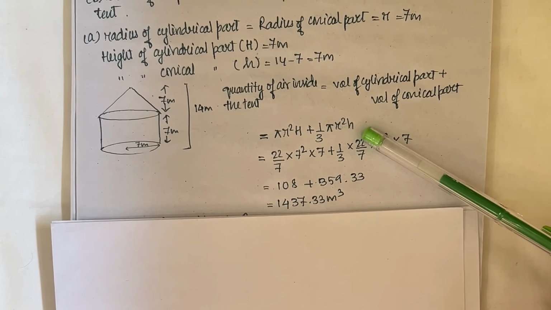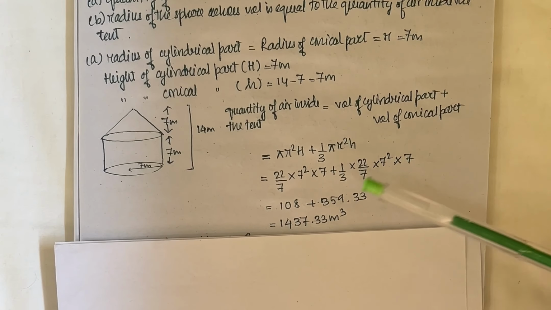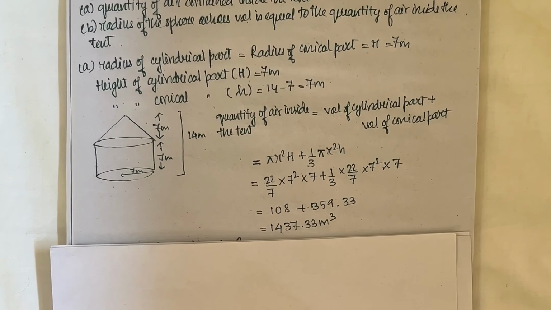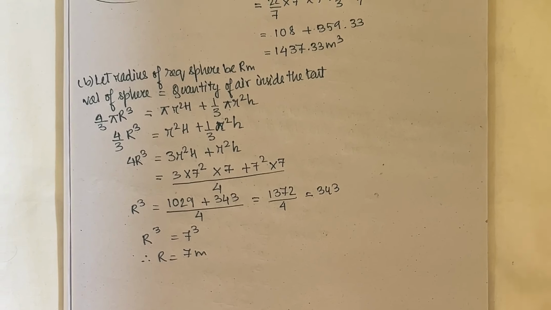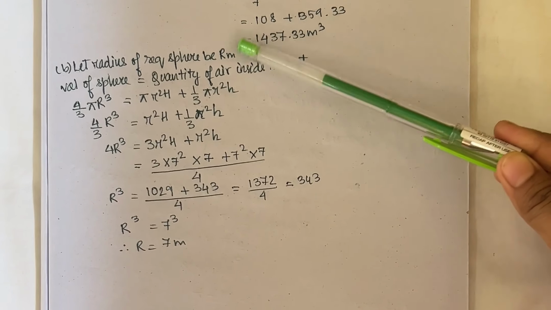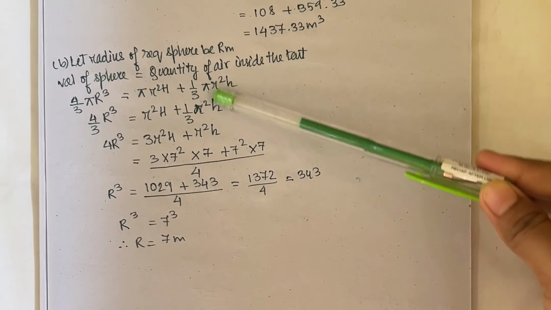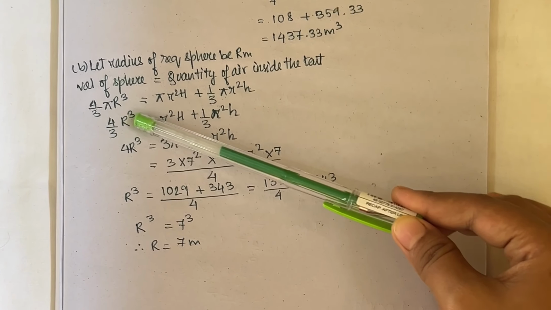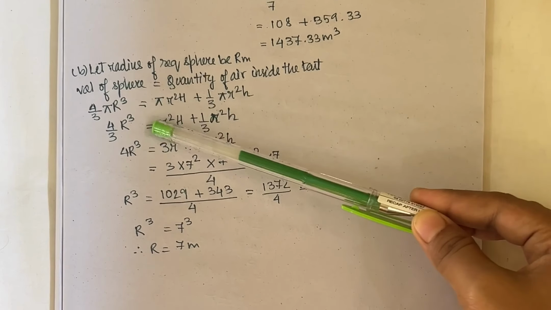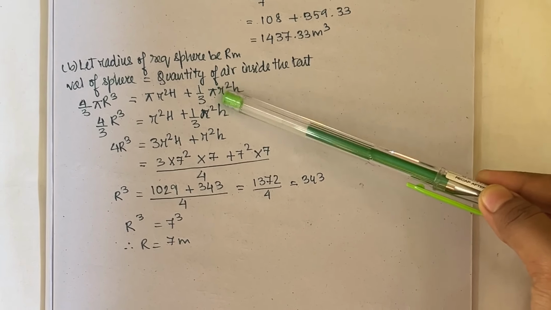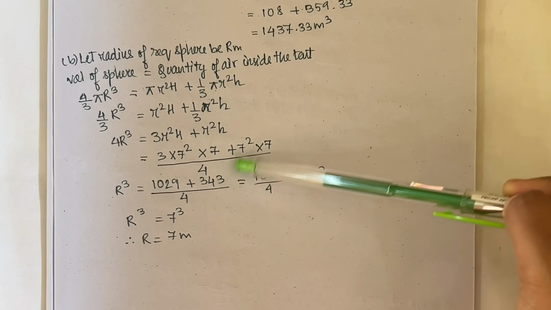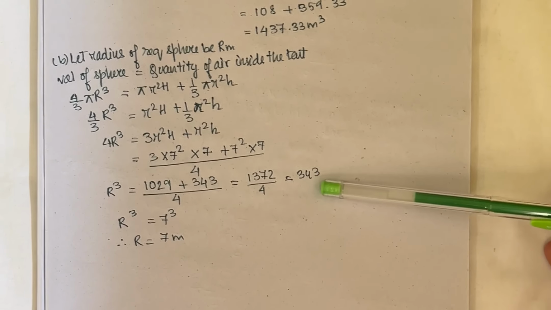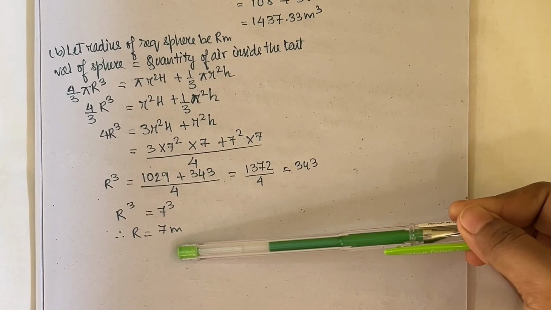We are just putting the values and substituting it, we get 1437.33 meter cube. Now for the second part, the radius of the required sphere will be r. So the volume of the sphere is equal to the quantity of air inside the tent. So we are considering 4/3 pi r cube as the volume of the sphere, equal to pi r square h plus 1 by 3 pi r square h. So we are just substituting and we are getting r cube as 343. Now r is 7 meters.